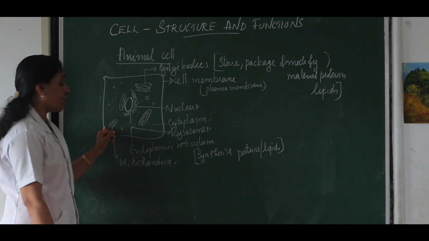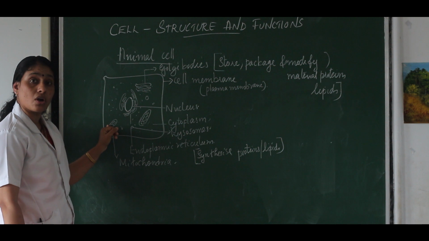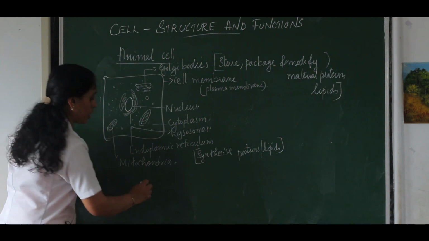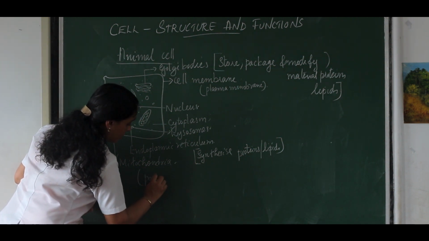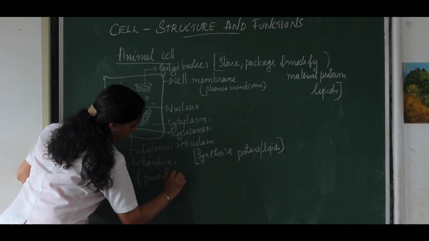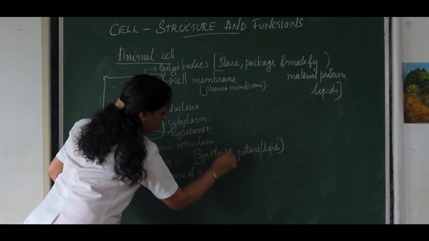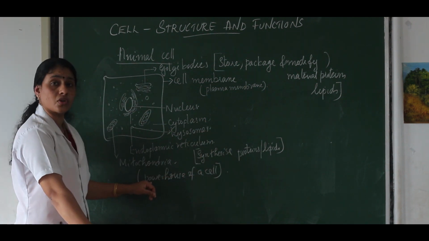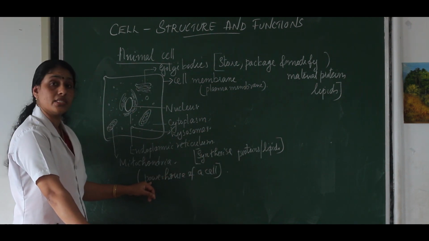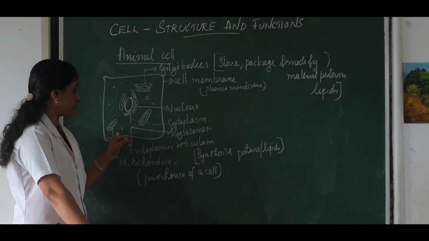Next structure is called mitochondria. Mitochondria are double membrane structures and are known by another name, powerhouse of a cell. It is a very important cell organelle in a cell.